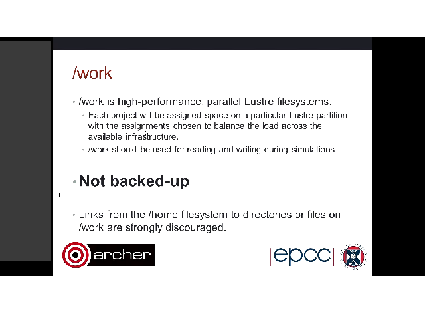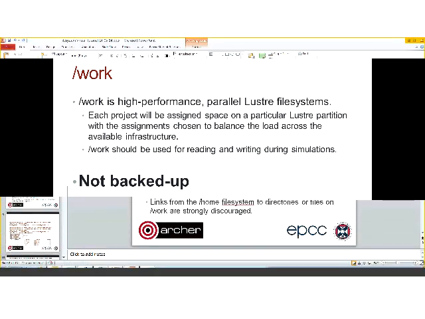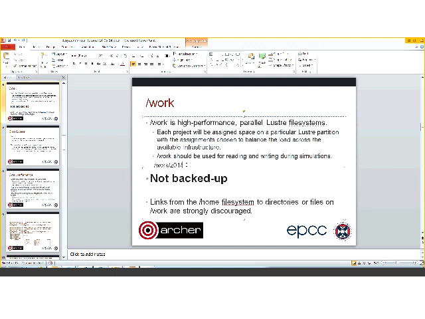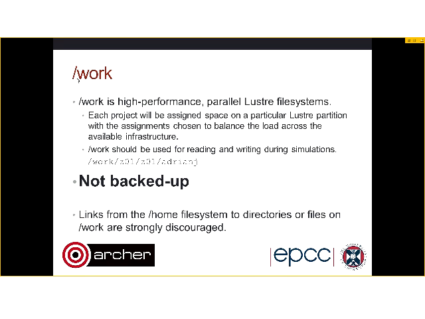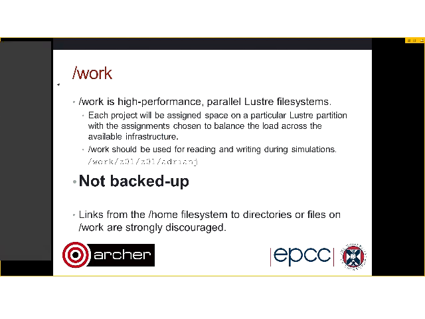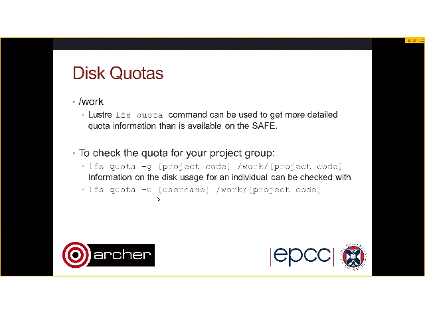Just like with the home file system, each project and each user is assigned a directory on the file system. So I haven't put it here, but I'll just put it in now. My equivalent work file system structure for my account on my Z01 project would look like this: /work/Z01/Z01/AdrianJ, and that's where I have data. So when I log on to Archer, I go into my home space, I build my executables, I generally copy them across to work where my data is, and then I run them from the work file system.